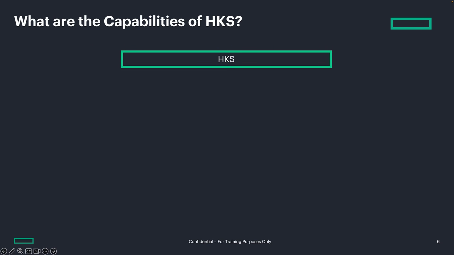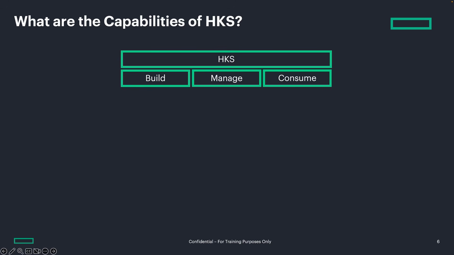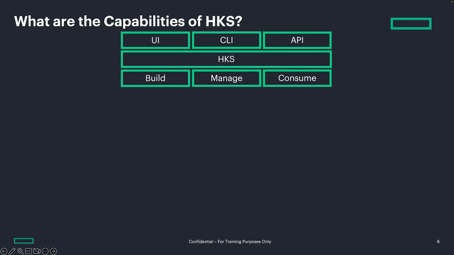Now let's look at HKS in more detail. Deploying, managing and operating Kubernetes clusters is often complex and time-consuming. Fortunately, HKS dramatically simplifies these processes, streamlining the entire experience while delivering additional enterprise-grade capabilities. HKS is built around 3 core pillars designed to help teams easily build, manage and consume Kubernetes clusters at scale. And all of this can be actioned and managed via the HPE Morpheus Enterprise user interface, command line interface and API.